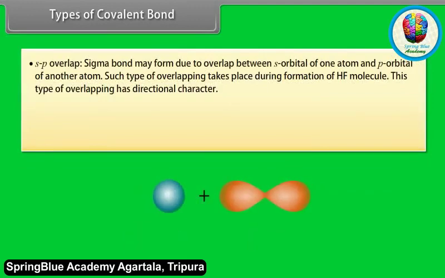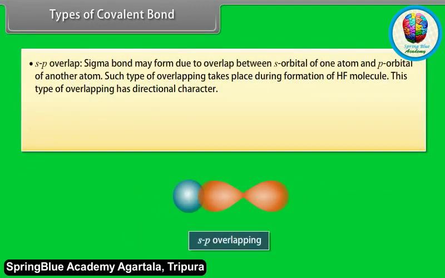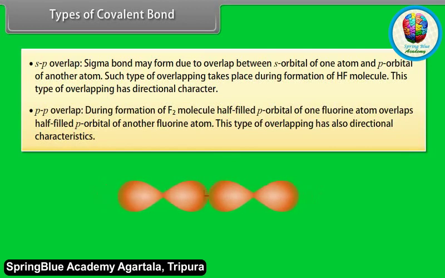SP overlap. Sigma bond may form due to overlap between S orbital of one atom and P orbital of another atom. Such type of overlapping takes place during formation of HF molecule. This type of overlapping has directional character. PP overlap. During formation of F2 molecule, half-filled P orbital of one fluorine atom overlaps with half-filled p orbital of another fluorine atom. This type of overlapping has also directional characteristics.